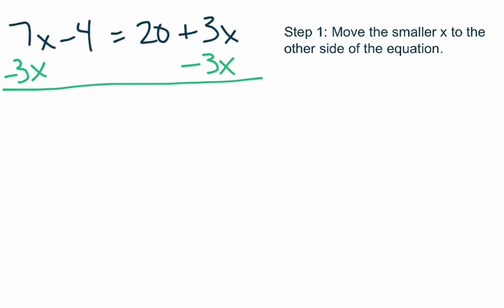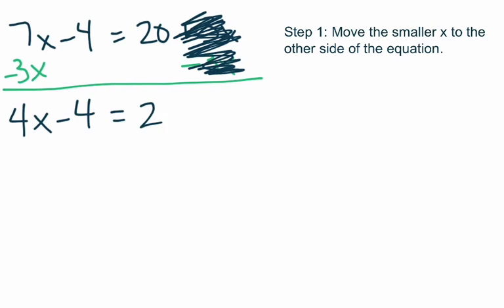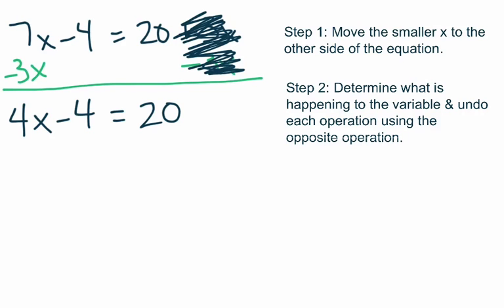And I'm going to draw a line. These x's go away, and I'm left with 4x minus 4 equals 20. Now, we're back to our two-step equation. So let's write the steps for it. Just like with any other two-step equation, we're trying to find out what's happening to x, and we're fixing it. So in this example, 4 is being subtracted, and a different 4 is being multiplied.